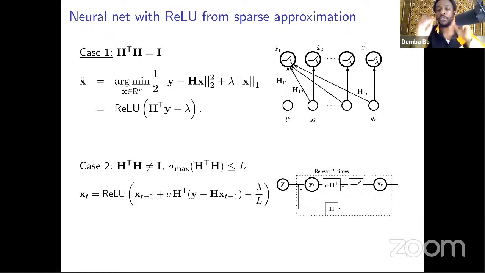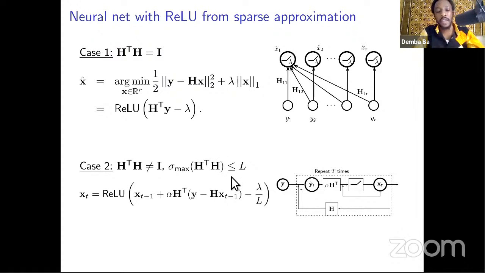Okay, so what I've just shown you is that ReLU networks solve sparse coding in two simple cases: in one dimension, and in the case when the matrix involved in the sparse coding problem is an isometry. How does this idea generalize to the case when H is not an isometry? Well, let us make some reasonable assumption. Let us assume that H transpose H has bounded spectral norm.